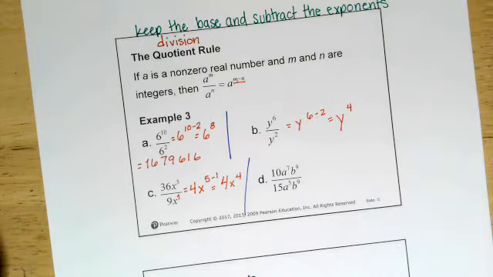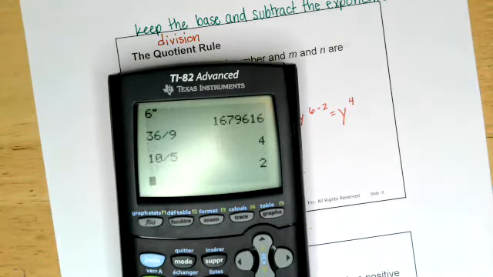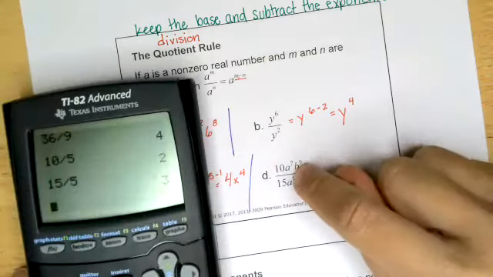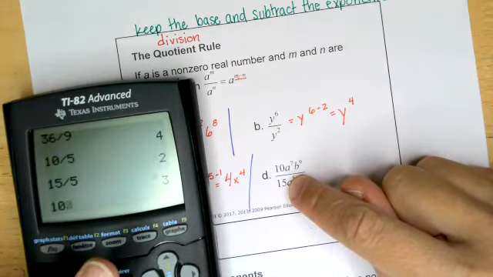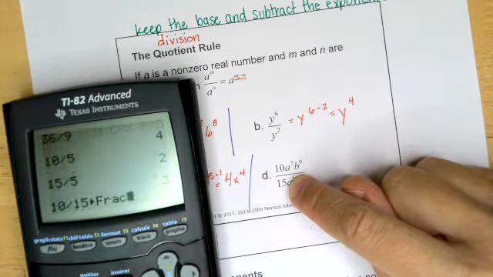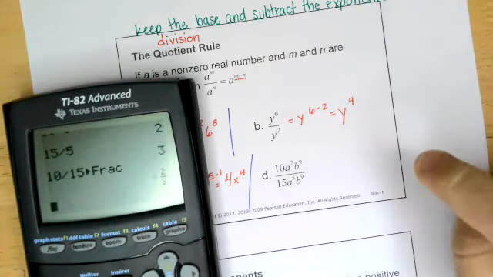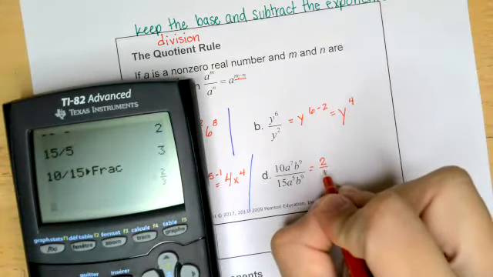15 doesn't go into 10, but we can simplify it, right? 10 and 15, we can both divide by 5. If I divide 10 by 5, it's 2, and 15 by 5, it's 3. So on top we'll have 2, and on the bottom we'll have a 3, because 10 divided by 15 is 2/3, sorry. Okay, so I'm going to change that right now from 10/15 to 2/3.